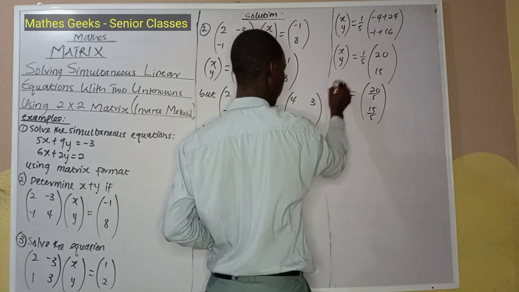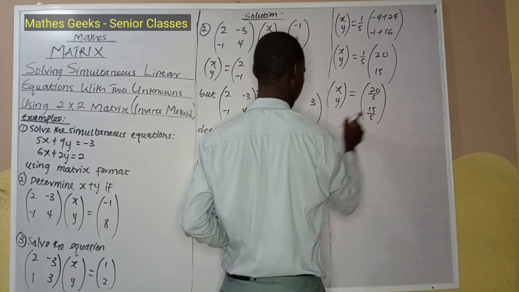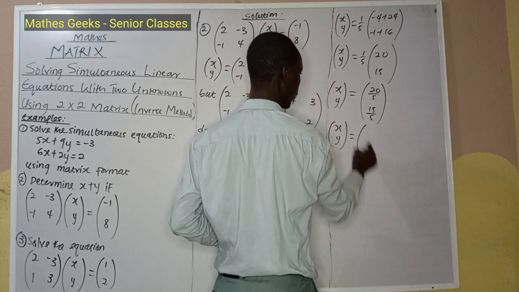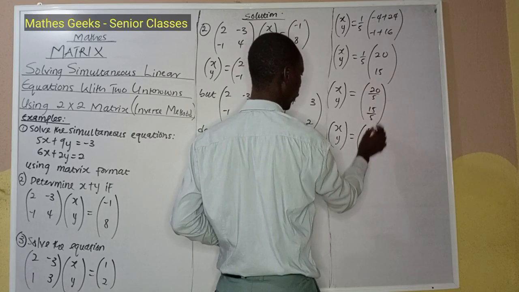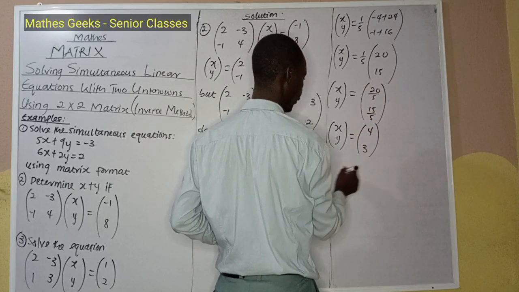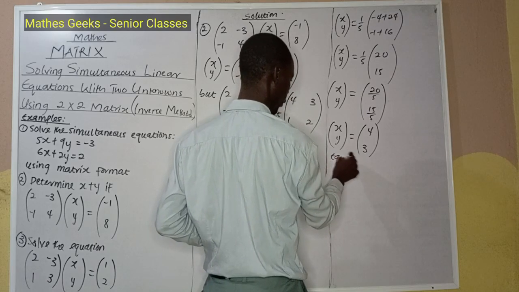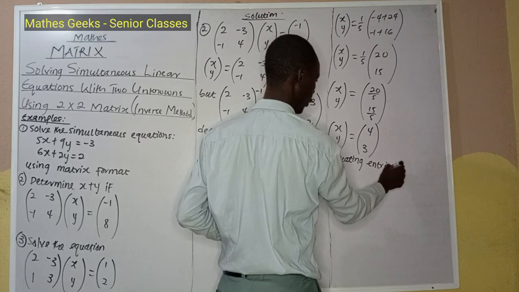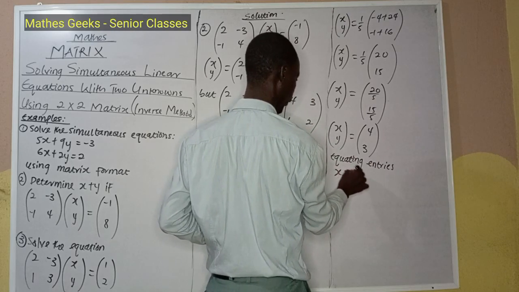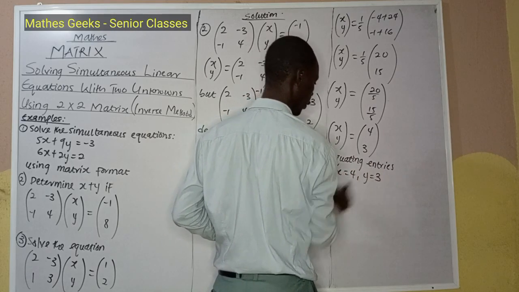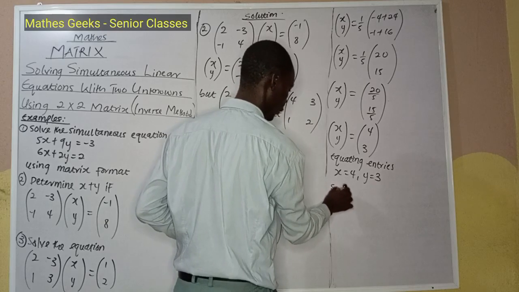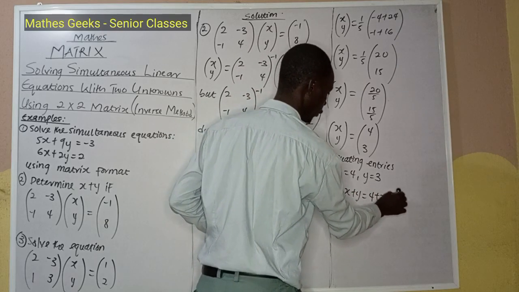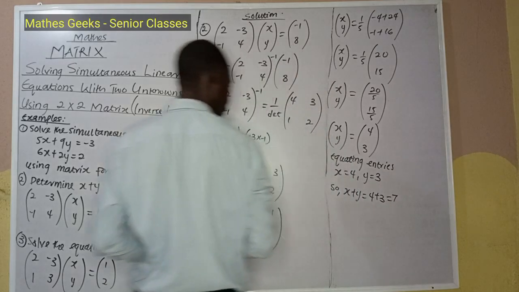x, y equals 20 over 5 is 4, 15 over 5 is 3. Equating entries, x equals 4, y equals 3. So x plus y is equal to 4 plus 3, which is equal to 7.